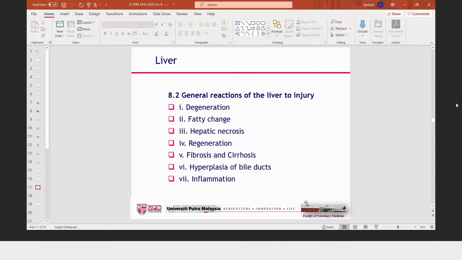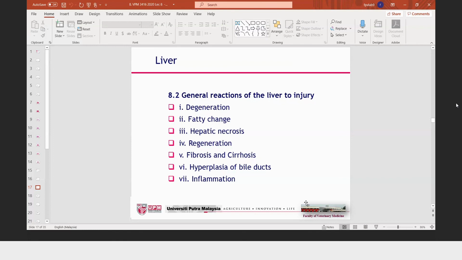I think you understand degeneration, of course, the start of degeneration. Degeneration is reversible. Then you have fatty changes, hepatic necrosis, and the ability of the liver to regenerate. We have regeneration. If the rate of necrosis is much faster than the rate of regeneration, or regeneration is slower than the rate of necrosis, then the liver will undergo fibrosis.